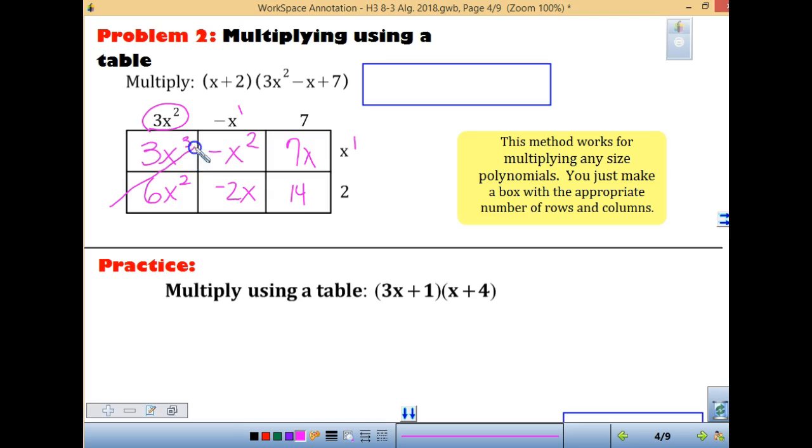Now, why is this nice? Because along each diagonal, I don't have any other like terms. So my answer equals 3x squared. I'm going to add these two along the diagonal. 6x squared minus x squared, Mallory, which is going to give us 5x squared. Taylor, we're going to add along this diagonal, because I have more like terms in this one. Negative 2x plus 7x plus 5x. And then I have nothing else to add with the 14, so I have plus 14.